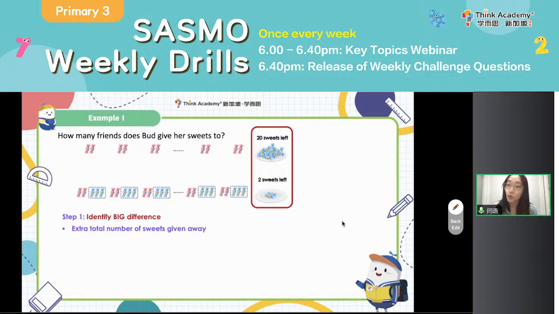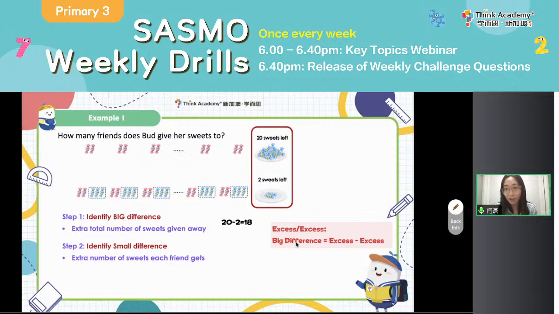Could you please tell me what is the big difference here? What is the difference between 20 and 2? Correct, it should be 18. This is another key point for you: how to figure out the difference in an excess type question. You just subtract these 2 numbers, subtracting the smaller one from the bigger one.